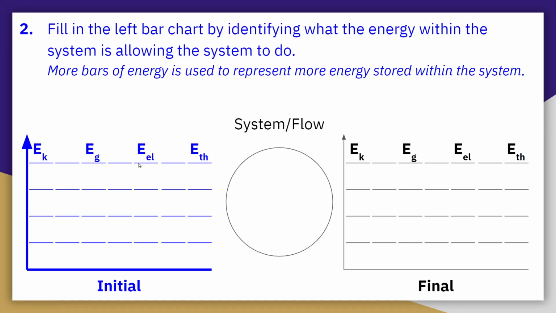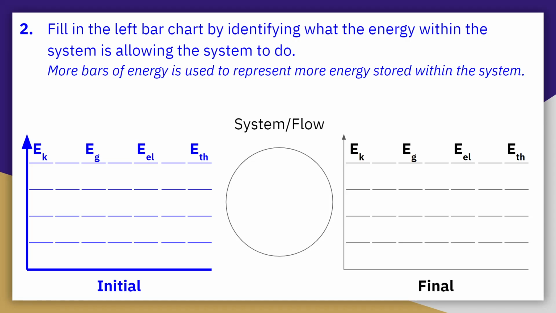Elastic energy, is any part of our system compressed or stretched and wants to return to its natural state? The more compression there is, the more energy we have stored there. And then finally, any other energy we know needs to be within the system, we would just throw into the E thermal account. Typically, I don't include any energy stored in E thermal at my initial state.